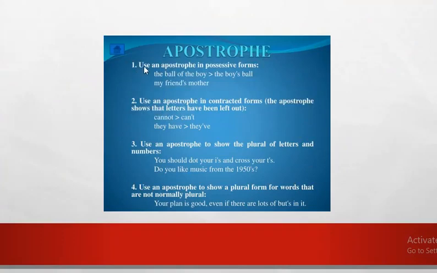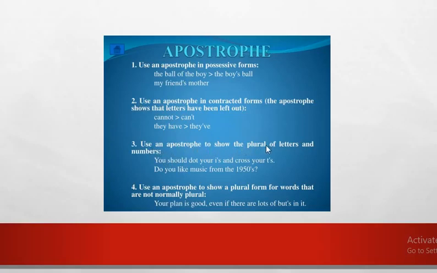My dear students, we also use an apostrophe in possessive forms. My friend's mother. And apostrophe, dear learners, we also use an apostrophe in contracted form. These two examples are shown earlier.